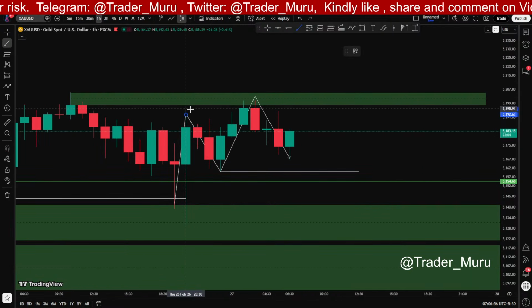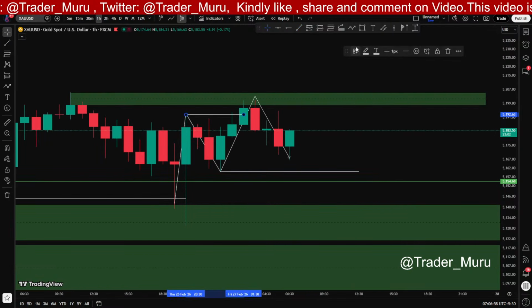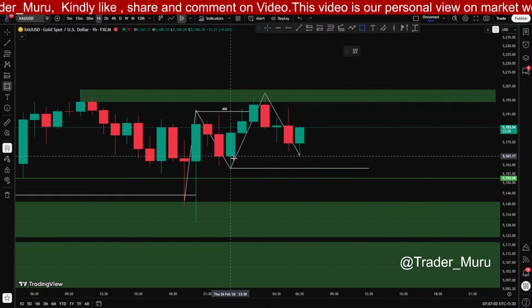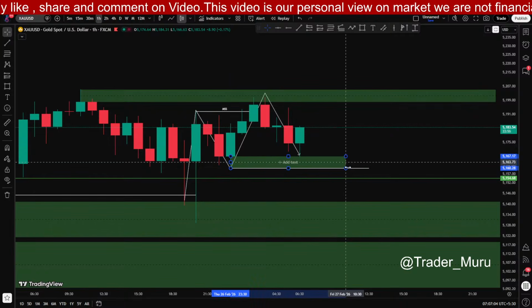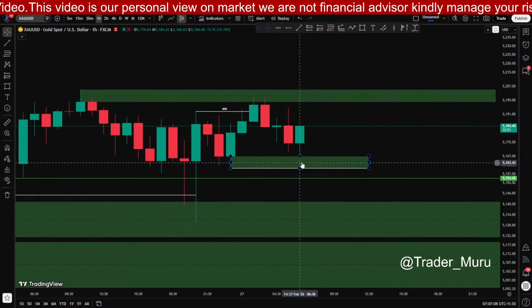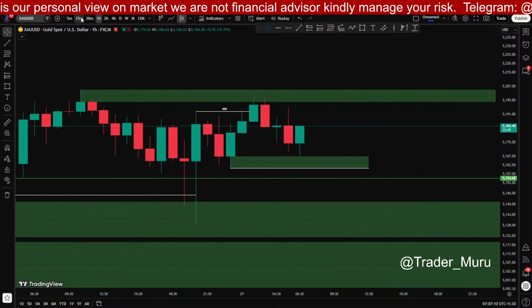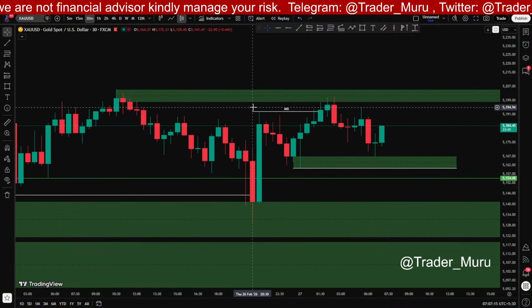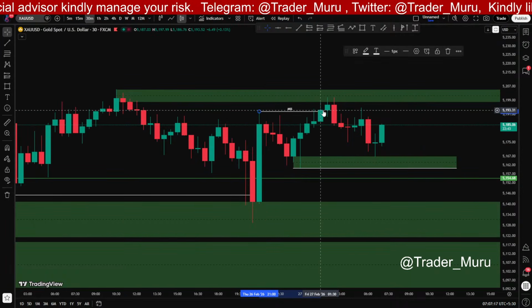This is our breakout structure, and this is our bullish zone. Price should hold this area. We already have tested, and after this test, price should pump.